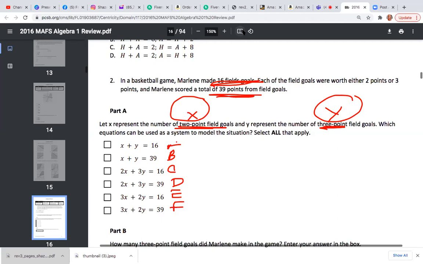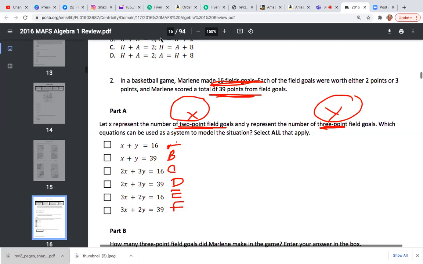Miss Alcera, so we have to pick 2 answers? Yes, you have to pick 2. But for now, let's just do it one at a time. So guys, think about the basketball again. Every time you shoot, you have the option of making a 2-point shot or a 3-point shot. You made a total of 16 shots. Those 16 shots are made up of 2 points and 3 points. And the 2 points are X, the 3 points are Y. Which one says that you made 16 shots?